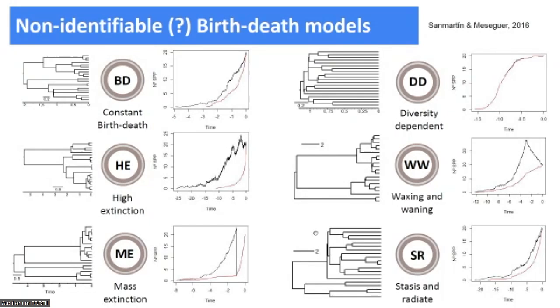The diversity-dependent one, in which the speciation rates decrease exponentially with the number of lineages, and two discrete rate models. One in which after a discrete time the diversification declines, which is the Waxman-Wang model, and another in which after a discrete time the diversification rates start increasing.